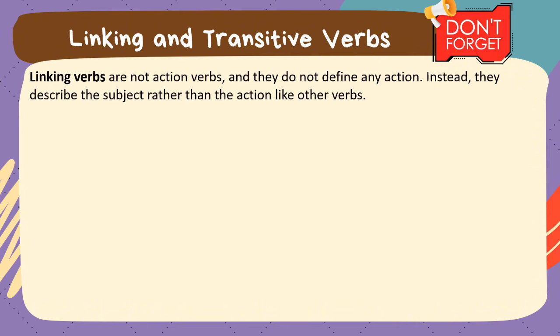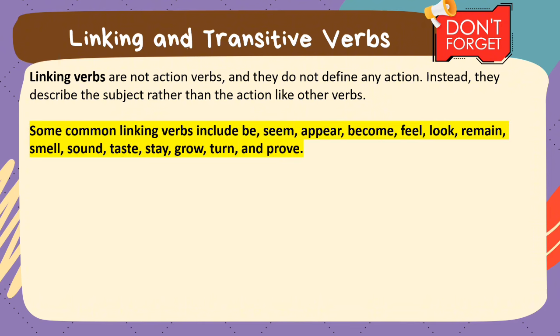Linking verbs are not action verbs and they do not define any action. Instead, they describe the subject rather than the action like other verbs. Some common linking verbs include be, seem, appear, become, feel, look, remain, smell, sound, taste, stay, grow, turn, and prove.